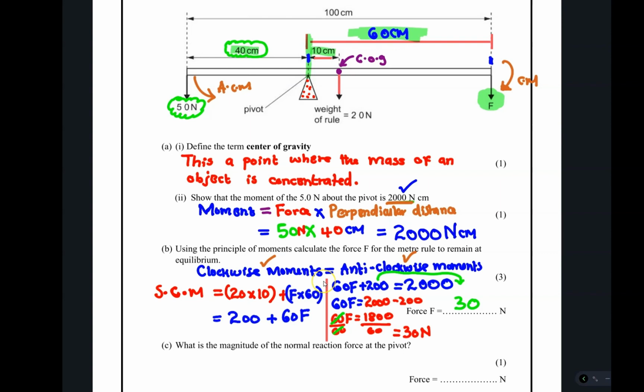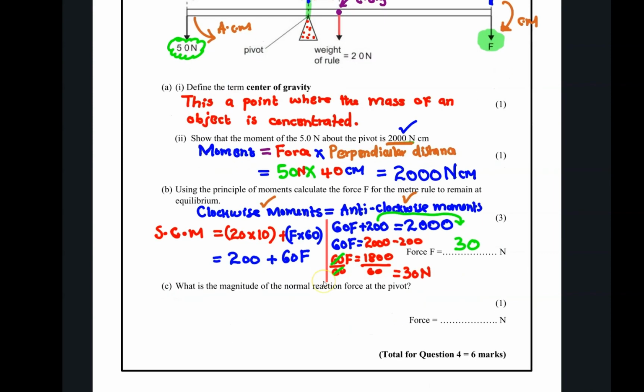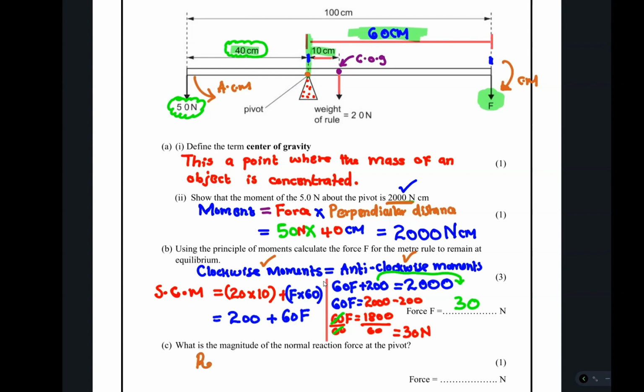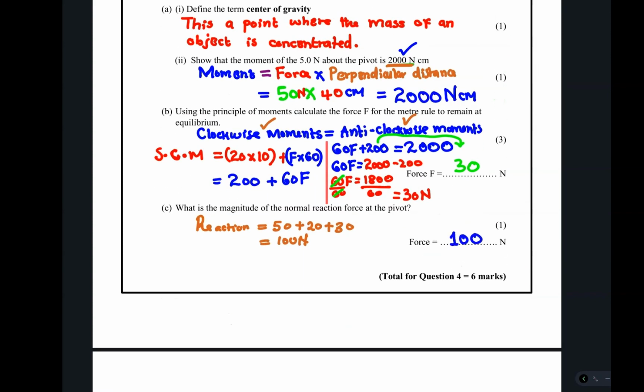And the force that is supporting these forces, that is preventing the meter rule from going down, is the pivot force that is acting upward. So the normal reaction force is going to be 50 plus 20 plus that, which is 100 Newtons. So you see the normal reaction will be acting upward like that. In some exams you can be asked to indicate the direction of the normal reaction. It will be acting upward, and that is 100 Newtons.